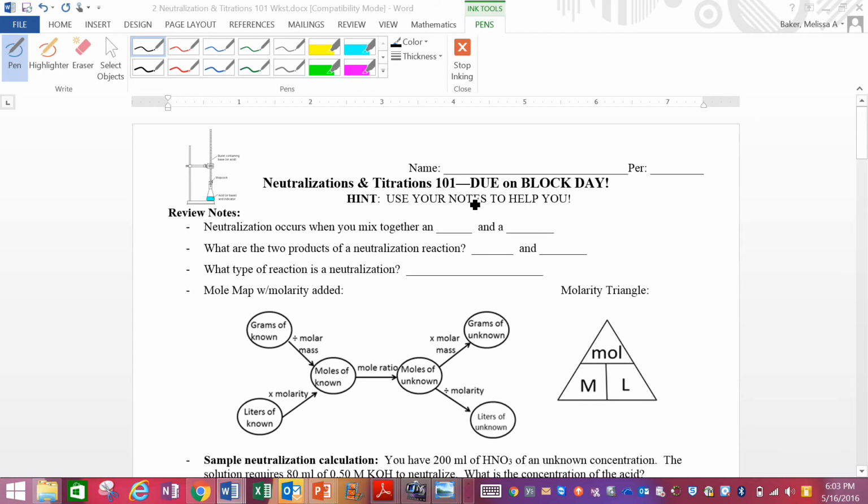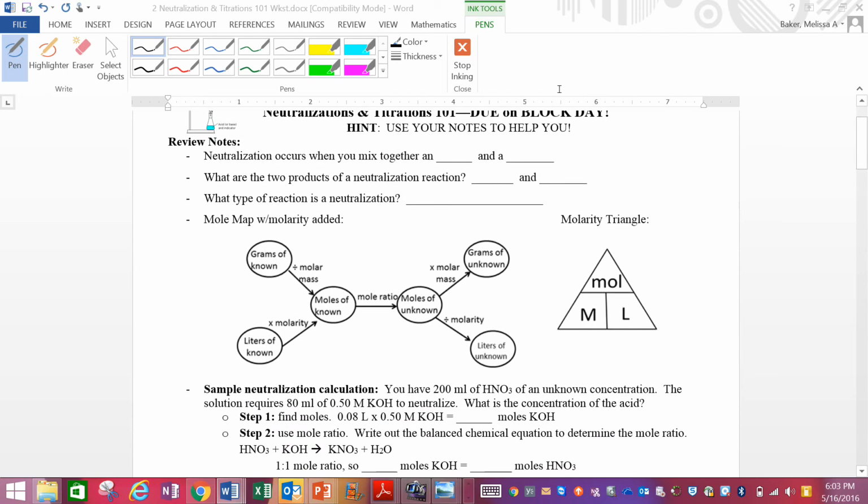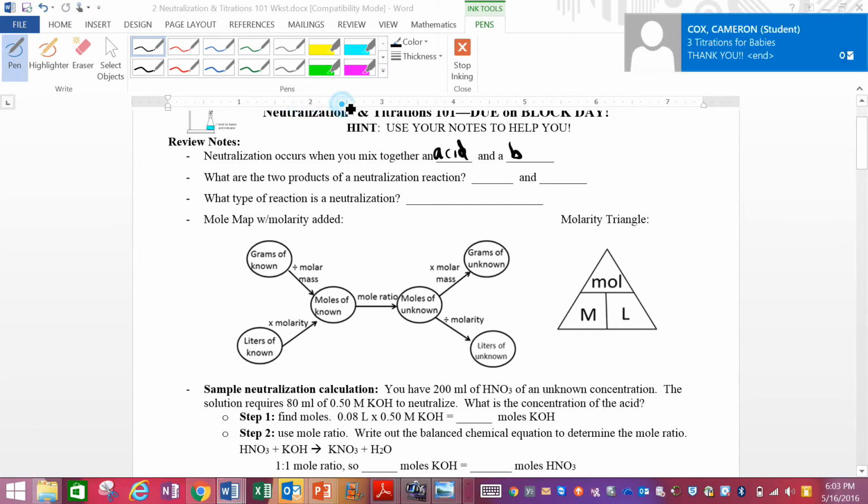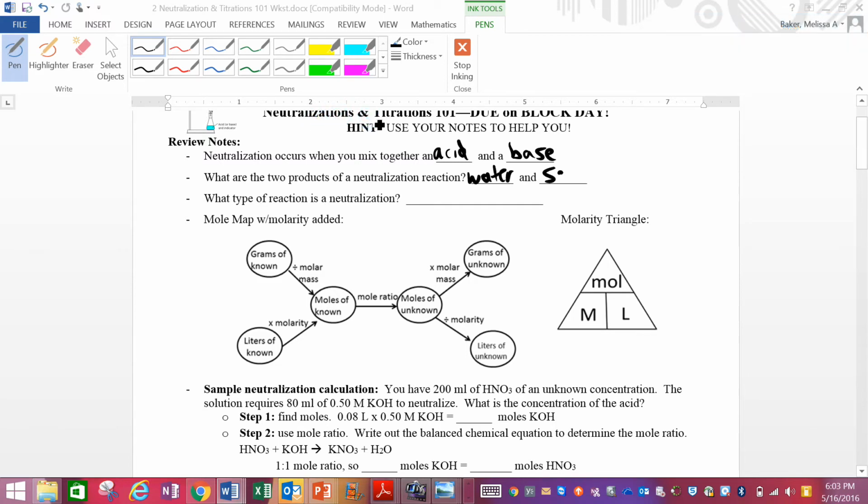All right, we are working a little bit more on some titration questions here. So a little bit of review. Neutralization occurs when you mix an acid and a base. The two products you always get are water and some sort of a salt. These are double displacement reactions, or double replacement, whichever way you want to say it, means the same thing.